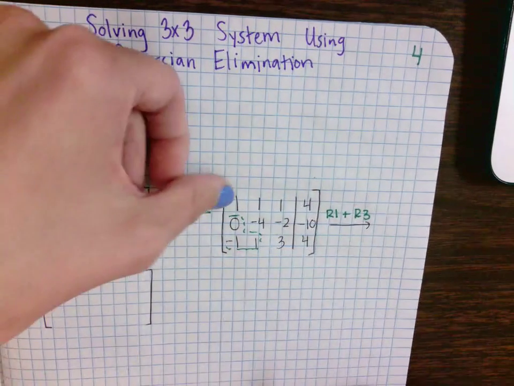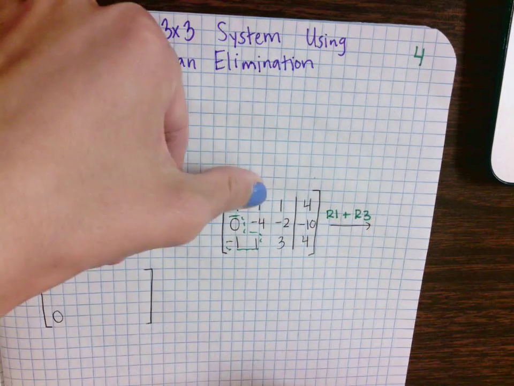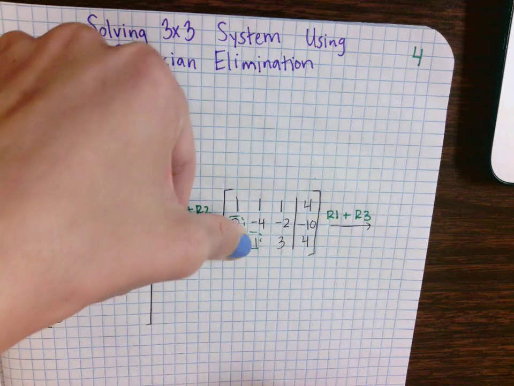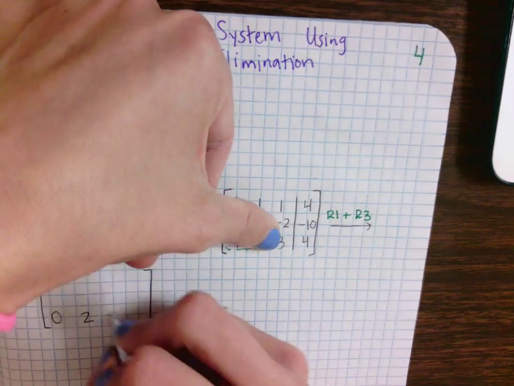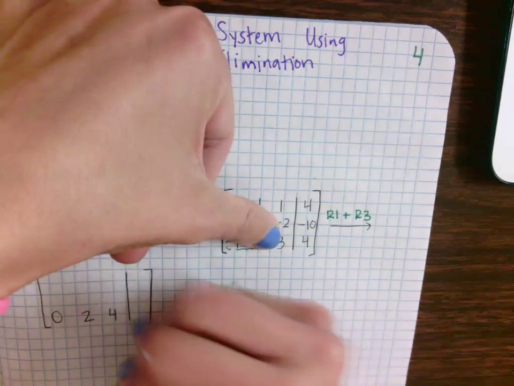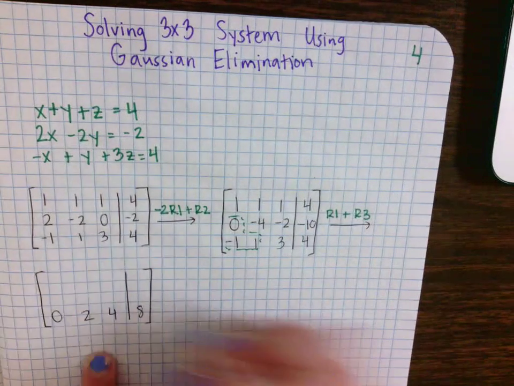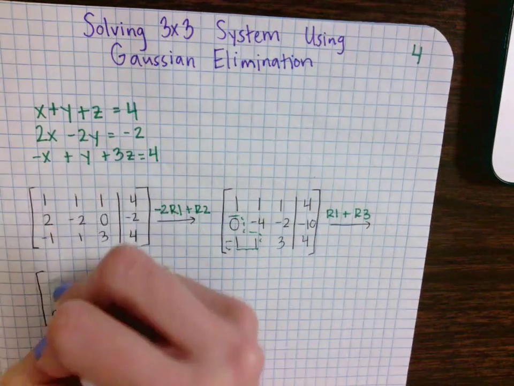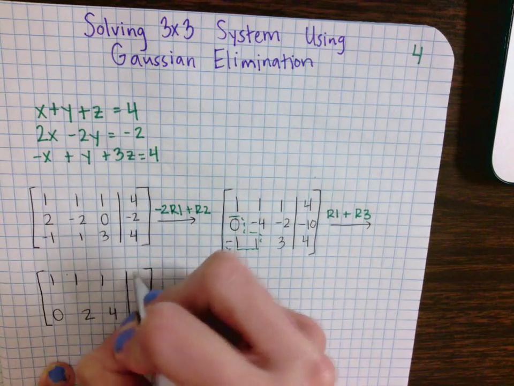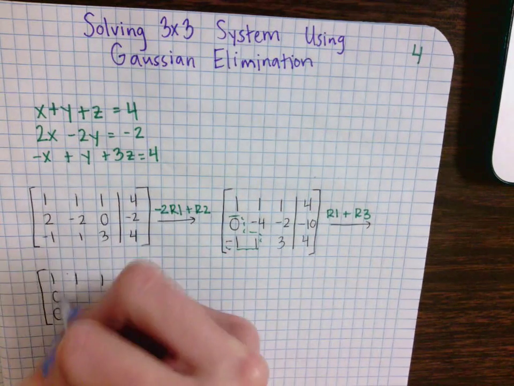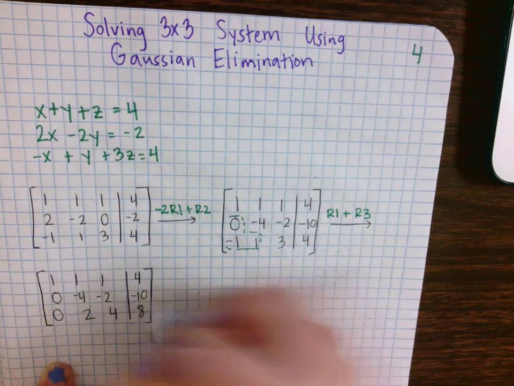So 1 plus negative 1 is 0. 1 plus 1 is 2. 1 plus 3 is 4. And then 4 plus 4 is 8. You didn't do anything to the first row, so 1, 1, 1, and 4. And then 0, negative 4, negative 2, negative 10.